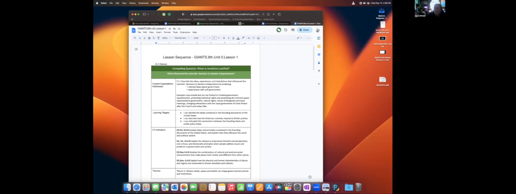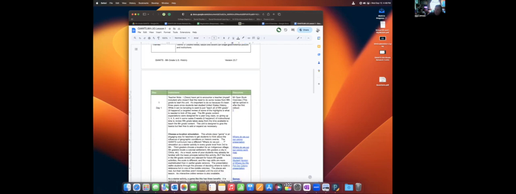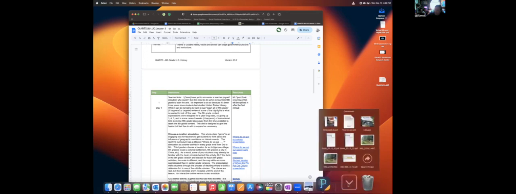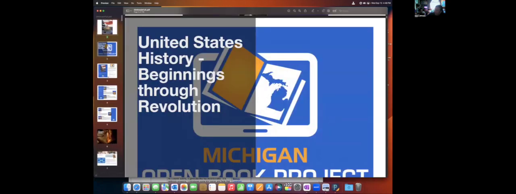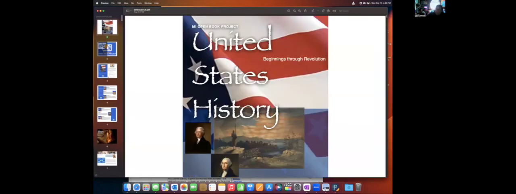Another component of this that is optional is that you will see in some cases we utilize My Open Book, the Michigan Open Book Project. I forgot to download the 8th grade book prior to this, but I downloaded the 5th grade book, and it looks very similar. It's all set up the same way.